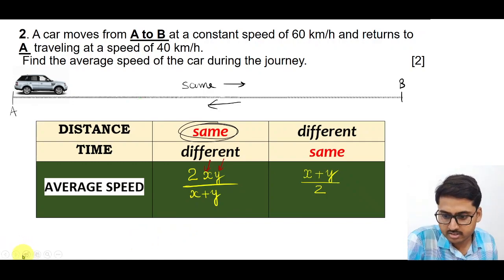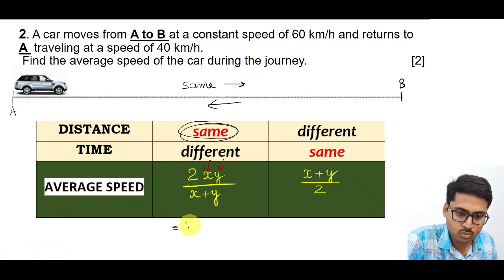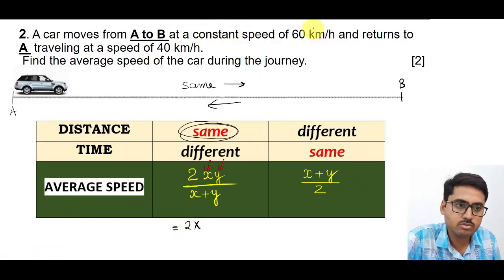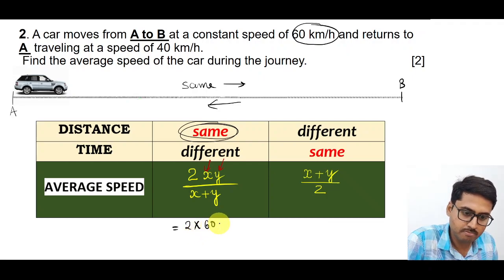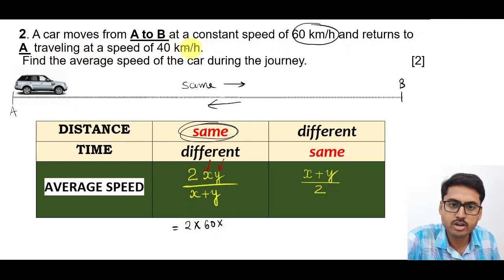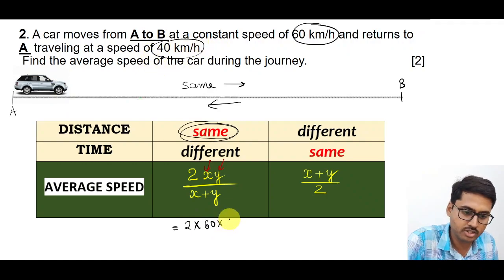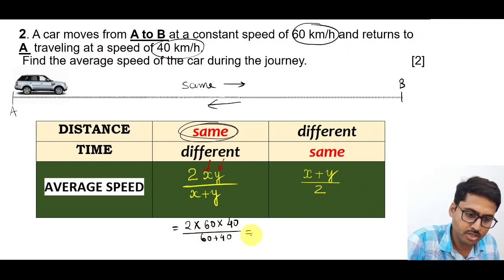So if I take this formula to calculate the answer, I would be getting 2 multiplied by x, which is 60, multiplied by y, which is 40. So I'll write here 40 divided by 60 plus 40. From here we are supposed to get 48.